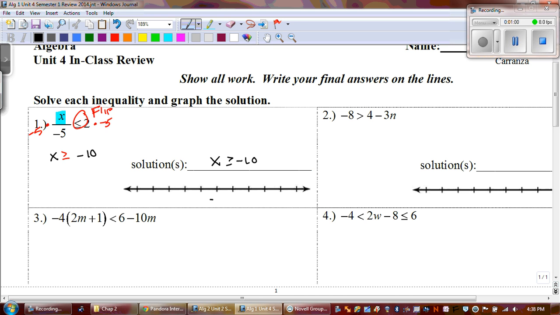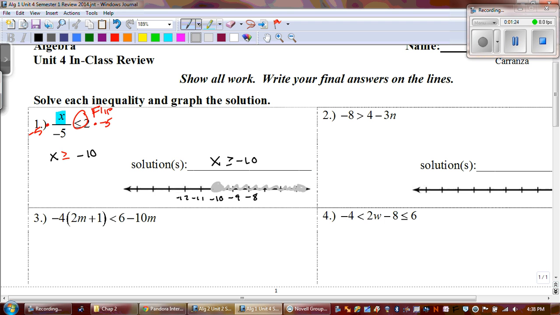So when we're drawing our number line, remember we always want to go 2 numbers higher and 2 numbers lower. Is it open or closed? Okay, it is closed, and then since it's greater than, we're going to shade everything to the right. Okay?